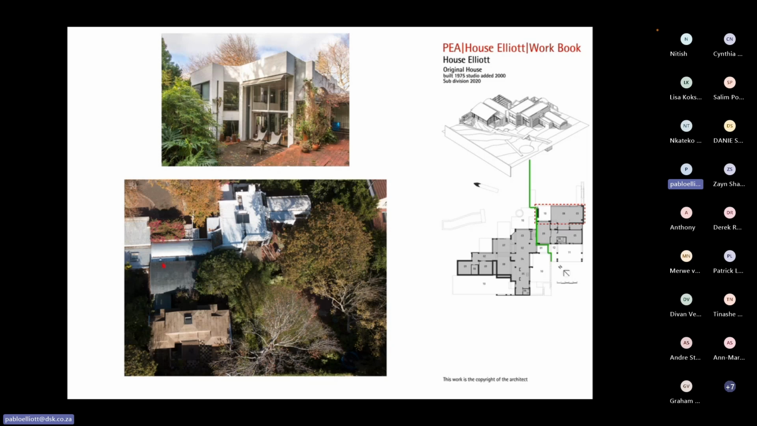and then my father built on a studio in 2000, and then we subdivided the house. You can see here the green line, which subdivided along this line and kept this for me and my family and sold the rest of the plot. So that was about 1,000 square meters that we sold off, and we kept 365 square meters. And this is for me and my family.